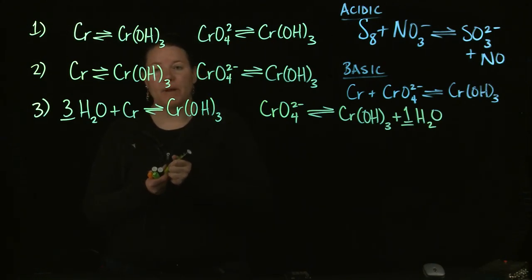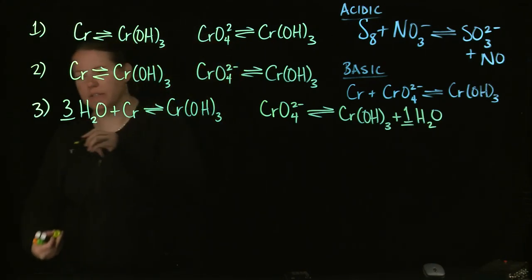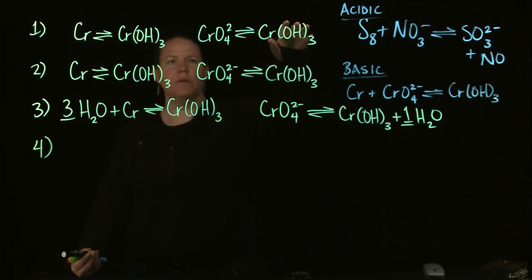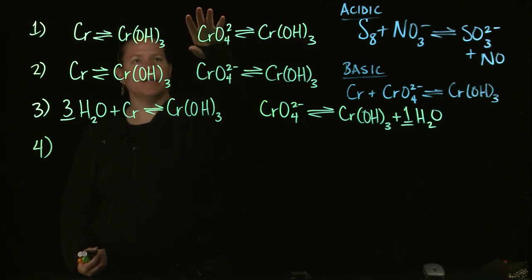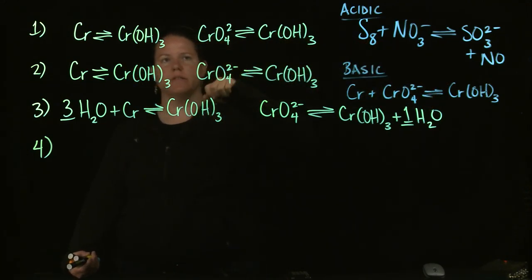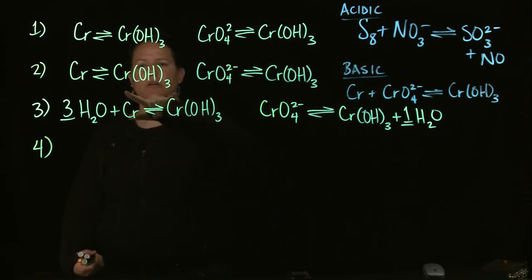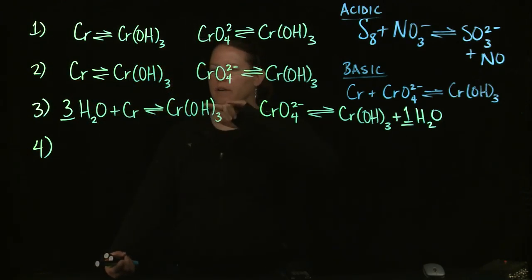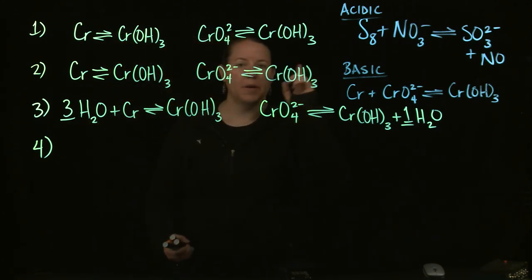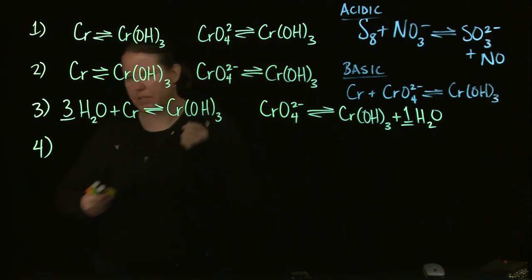Now I'm going to balance H pluses. Just to reiterate, let's recap. I separated out into half reactions using the major element, the element other than O and H. I made sure I had the same number of each major element on either side. I balanced O's using H2O's. Now I'm going to balance H's using H pluses.